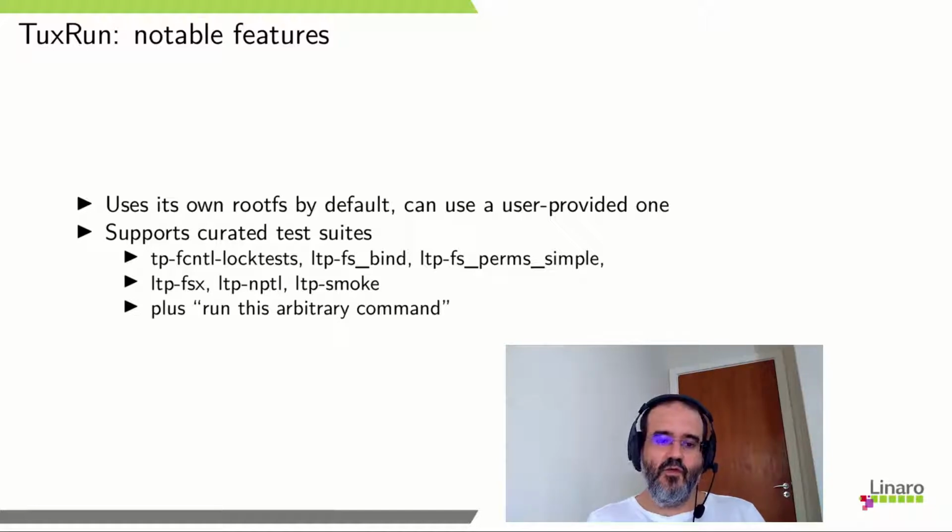TuxRun has a few curated test suites, mostly subtests of LTP, that are ready to use. You just specify their name in the --tests option, and then you run those tests. But you can also pass an arbitrary shell command that's going to be run inside the VM, and that way you can support any test that you want without having to wait for support in TuxRun. And of course, if that command needs any specific binaries that we don't provide in the rootfs, then you can provide your own rootfs, and that command will run in your rootfs.